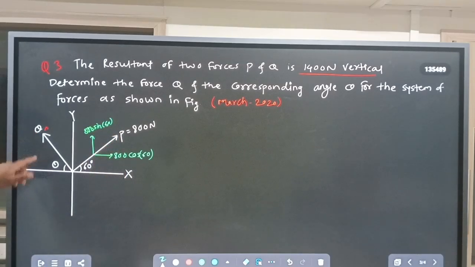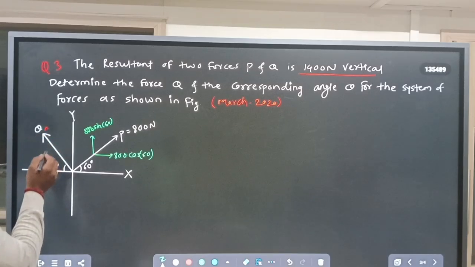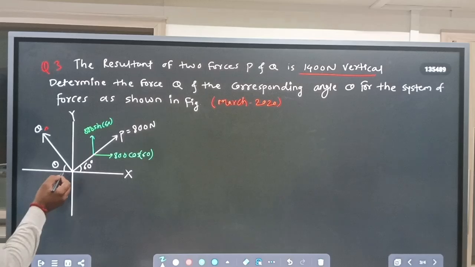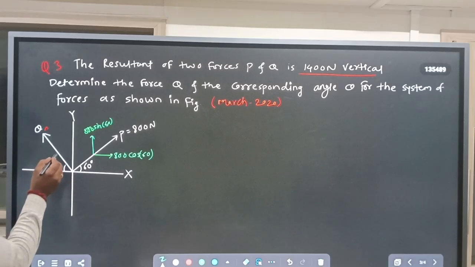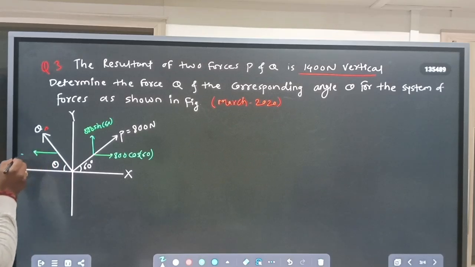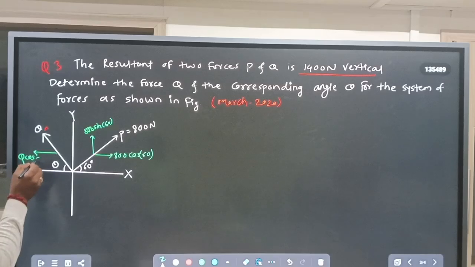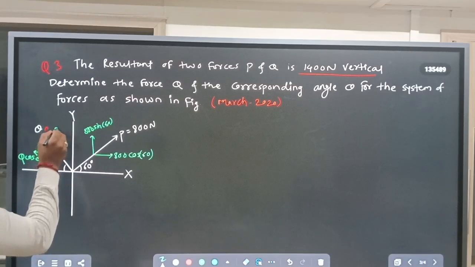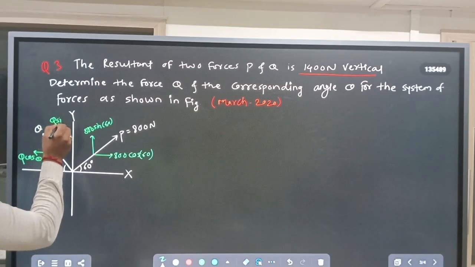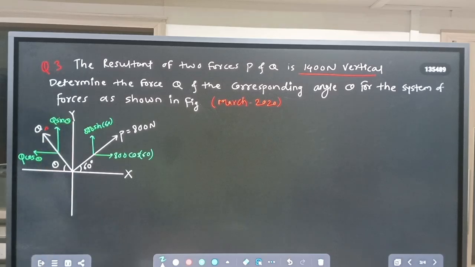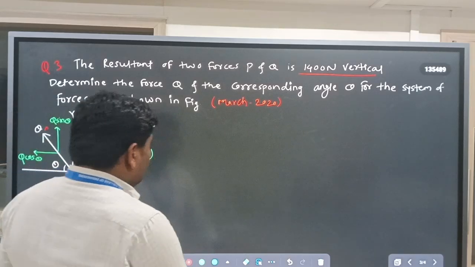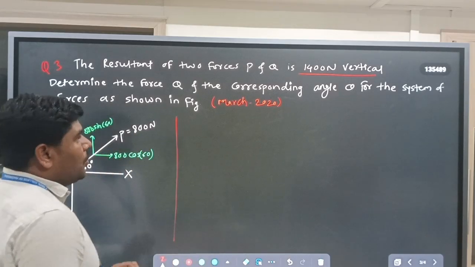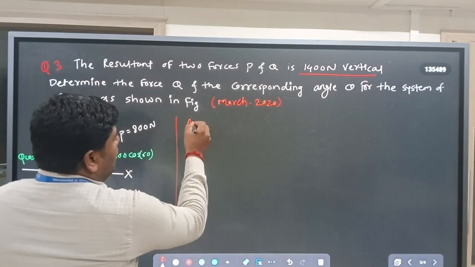Similarly, here Q is an unknown force and the angle is also unknown. You have to find both of these. So the angle of Q is again theta, and that is with the x axis. That means its horizontal component will be Q cos theta and the vertical component will be Q sin theta.